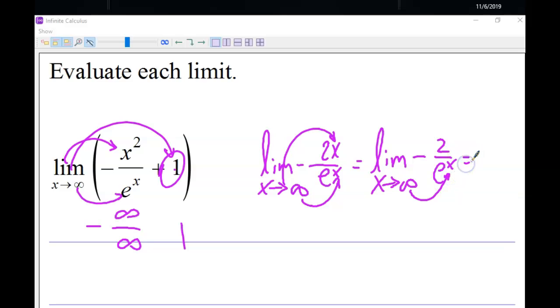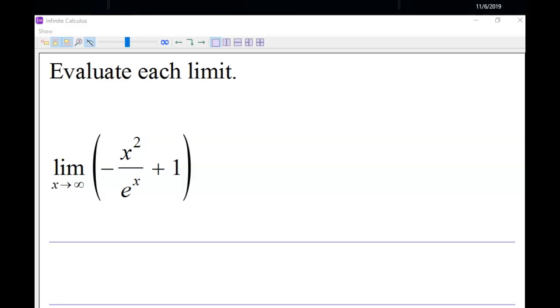So what I'm left with now is negative 2 over infinity. And we've talked about this. No matter what number you have on the top, if you let the bottom of your fraction get bigger and bigger and bigger, it goes to 0. So this limit equals 0. Okay? All right. You guys are kind of getting the gist of things here, huh? It's either 0, infinity, or negative infinity.